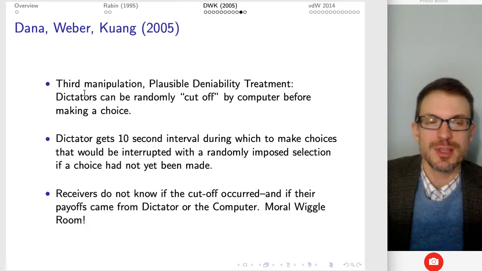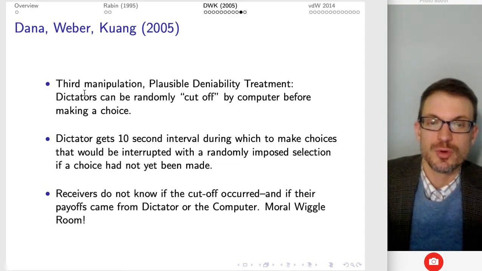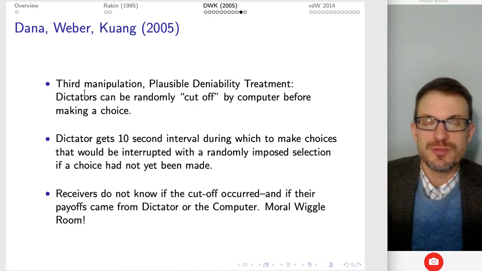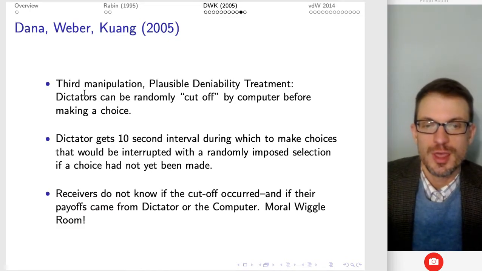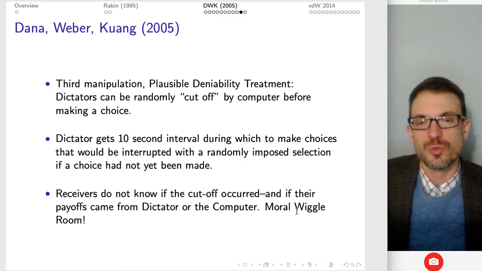Okay. The third manipulation, the plausible deniability treatment. Dictators can be randomly cut off by the computer before making a choice, and this one also is brilliant. The dictator gets a 10-second interval during which to make their choice, which can be interrupted with a randomly imposed selection if a choice has not yet been made. The receivers don't know if a cutoff occurred, and if their payoff came from the computer randomly or from the dictator on purpose. So this is the moral wiggle room part of the paper.